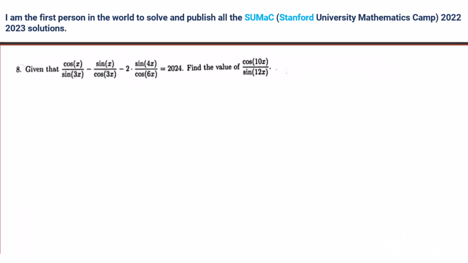Oh, there's a triple angle formula, right? I remember. I think we have to use the triple angle. Maybe we can simplify cos x sine 3x minus this one. We have 10x, sine 3x is not really nice. Cos 3x, also sine 4x, cos 6x. But I think the thing is the 10x is not very nice. Cos 10x, yes, not very nice.